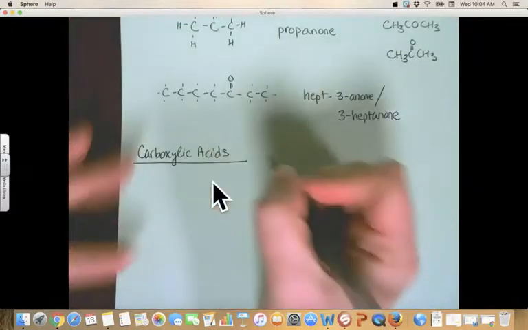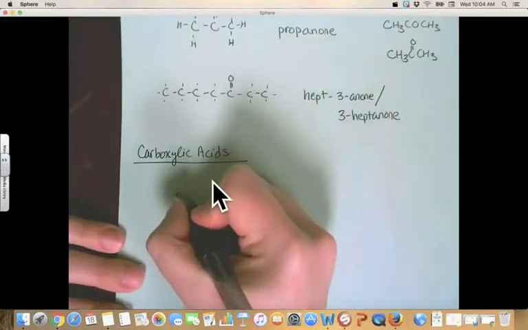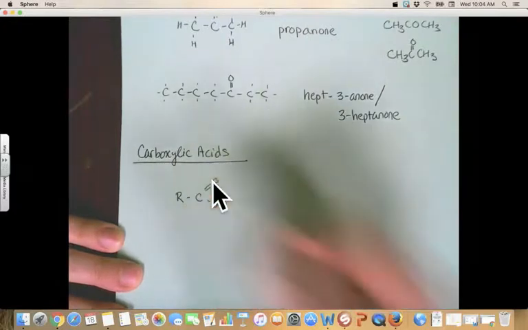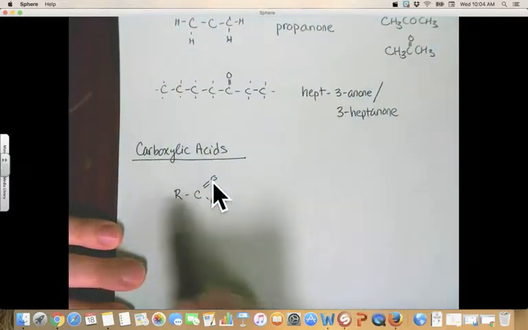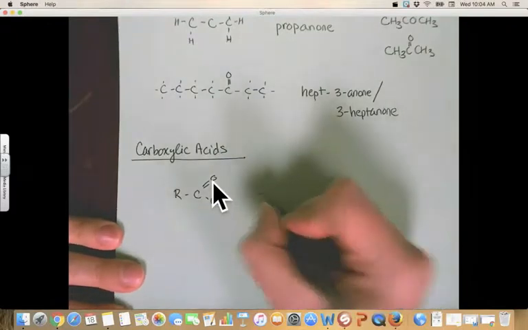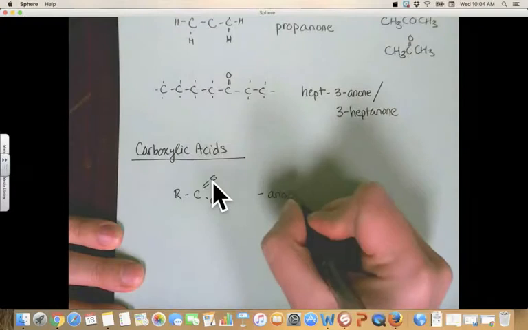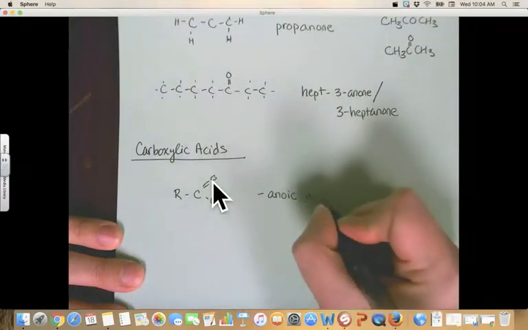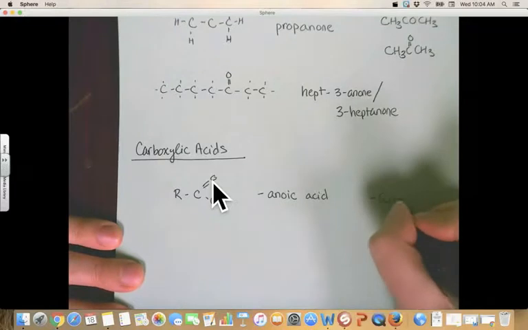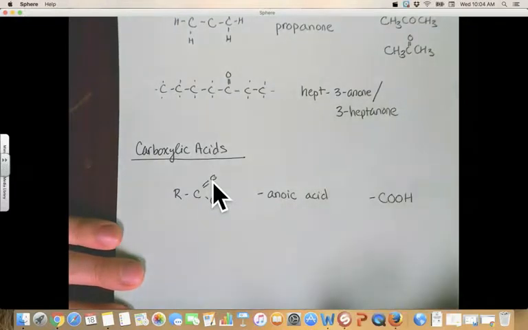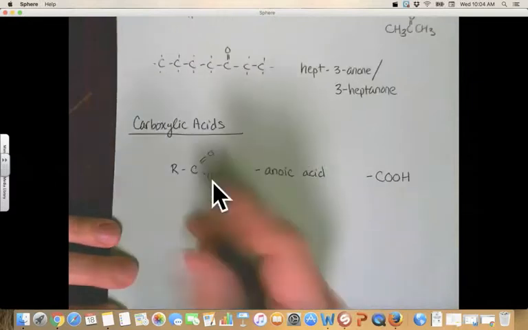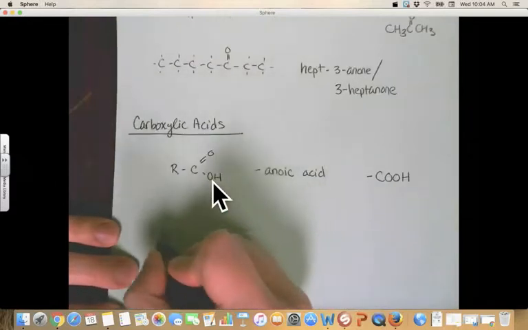Okay. The general formula looks like this, where R is the rest of the molecule. And this is called, or the suffix is, anoic acid. So we're going to shorthand it to COOH. Okay. You might have seen this somewhere. We're going to come back to that. Let's try this example.